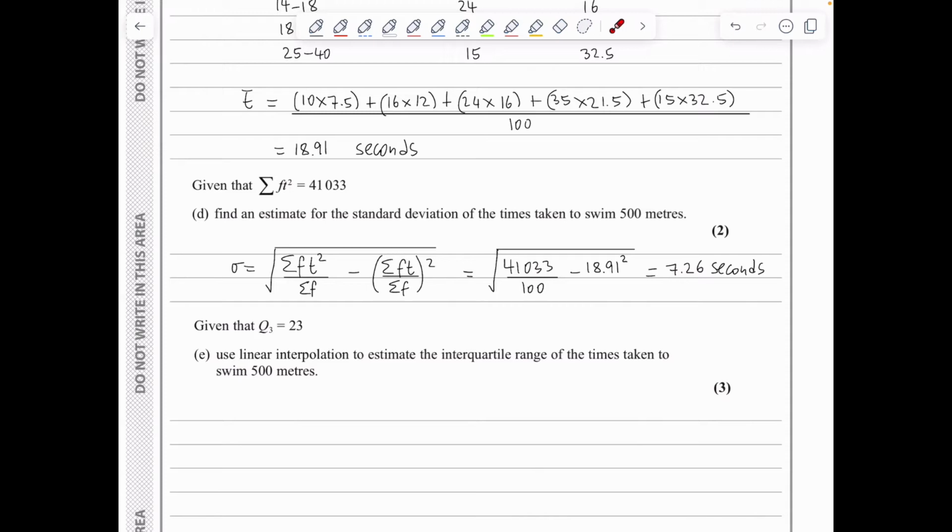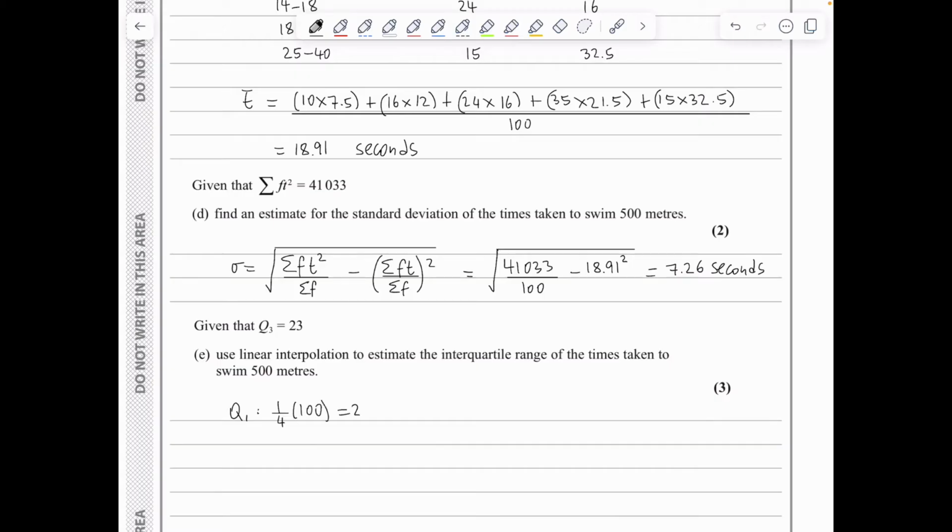Well, we need to first start by obtaining an estimate for the lower quartile Q1, and then we know that the interquartile range is simply the difference between Q3 and Q1. So to find Q1, we do a quarter of the total frequencies, which is 100.